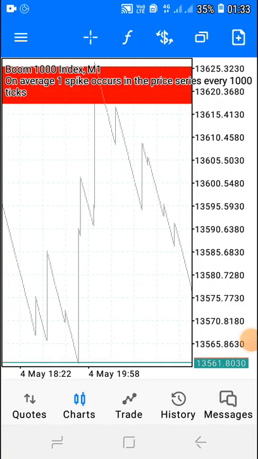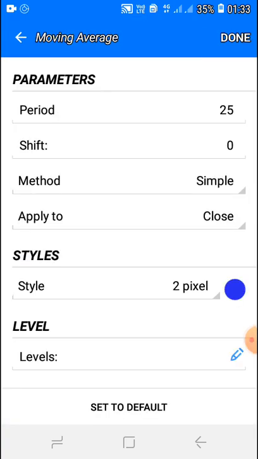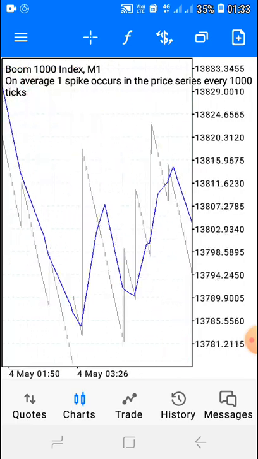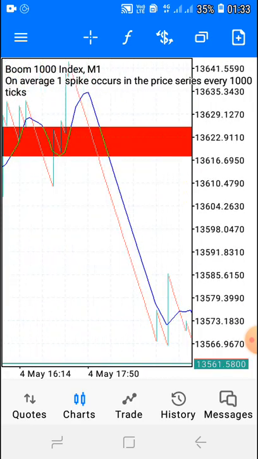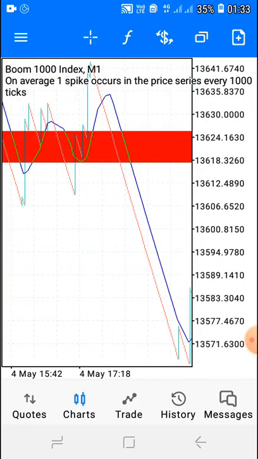The first indicator that you're going to add is your moving average. Make sure that your period is 25, shift zero, method simple, apply to close, style 2 pixel blue, levels none. So this is how it's going to look. As you can see, this is where the breakout had happened. This is where the retest had happened actually.